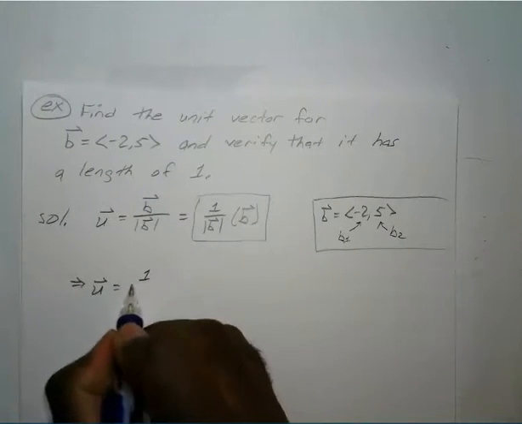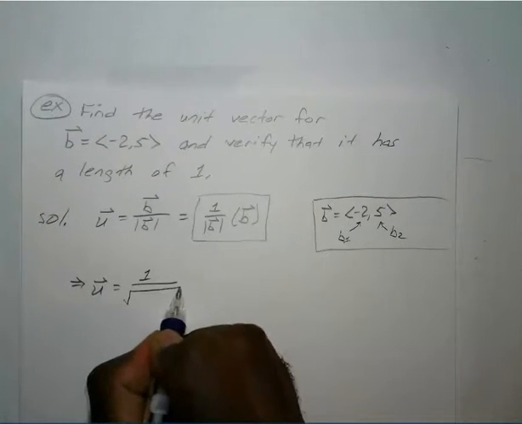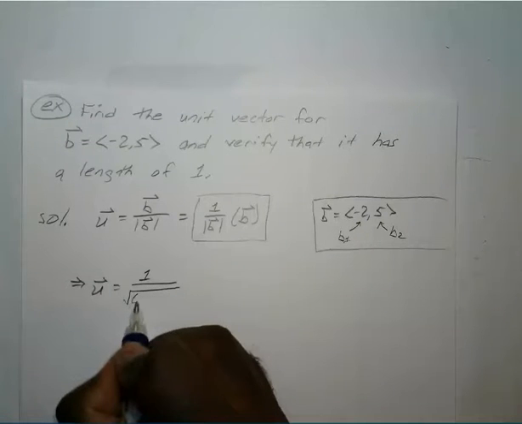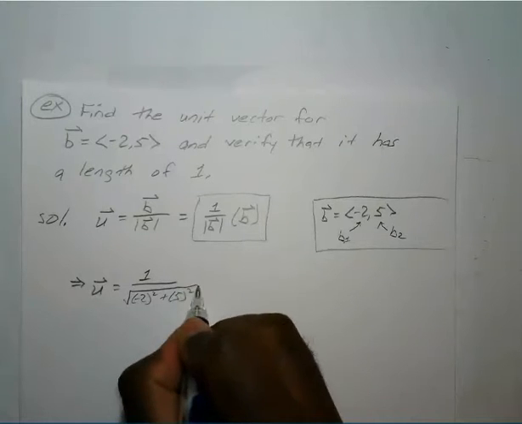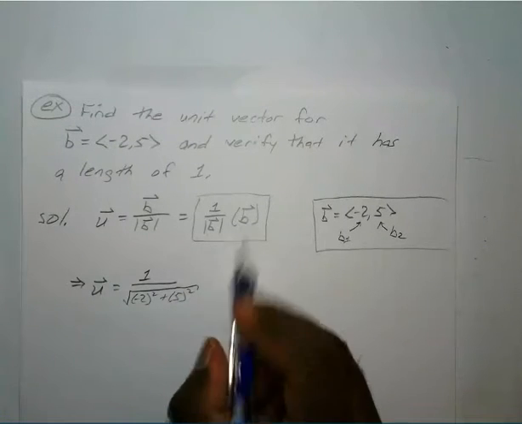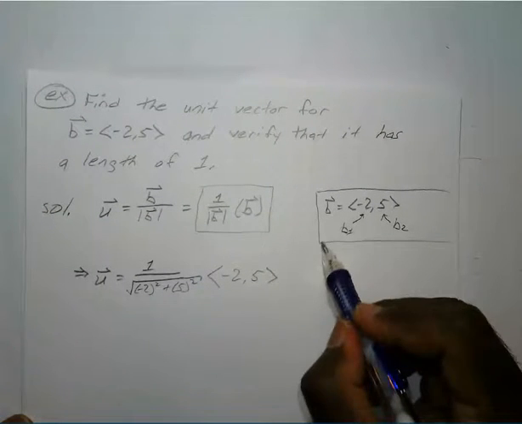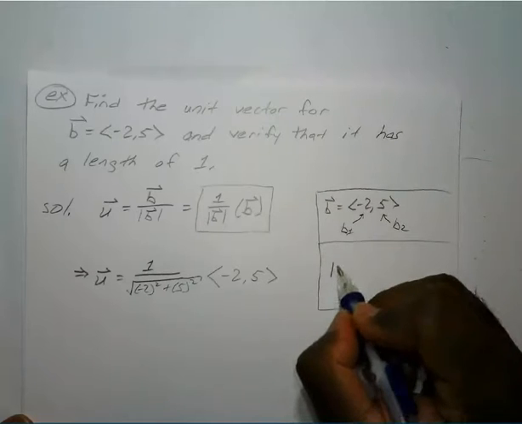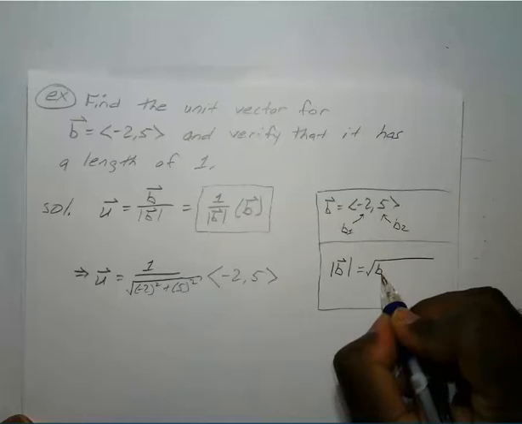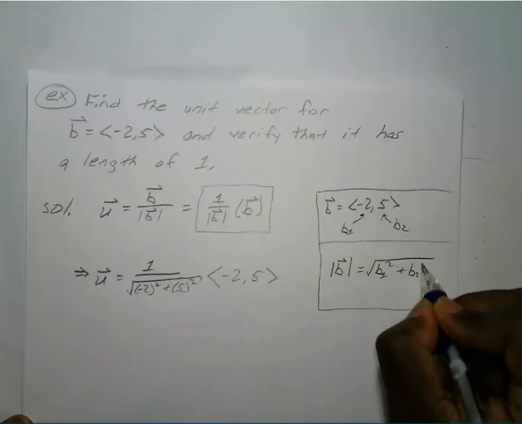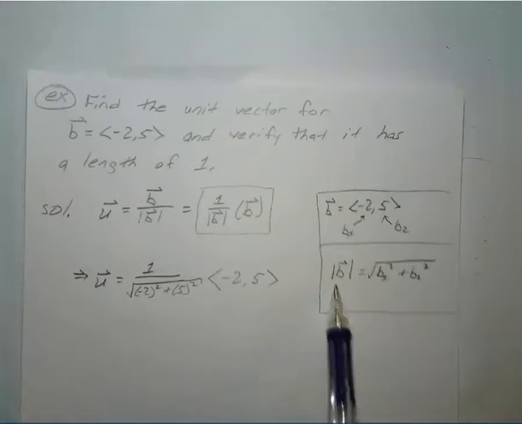So you have 1 over the magnitude of the vector. Remember, that's just the square root of the first component squared plus the second component squared, and that's times the b vector, which is just negative 2, 5. I write it out because I hate to see anyone think that that's absolute value, and it's not.